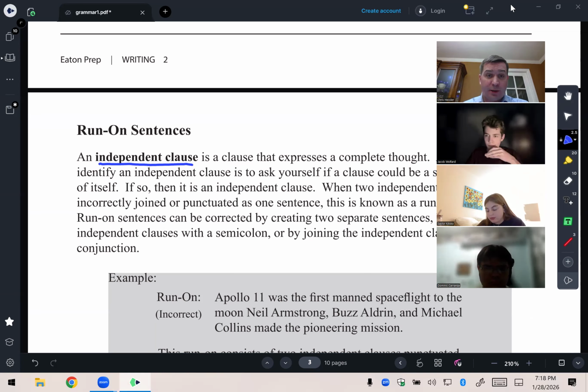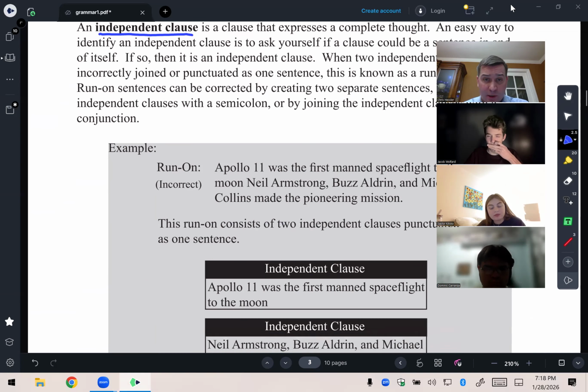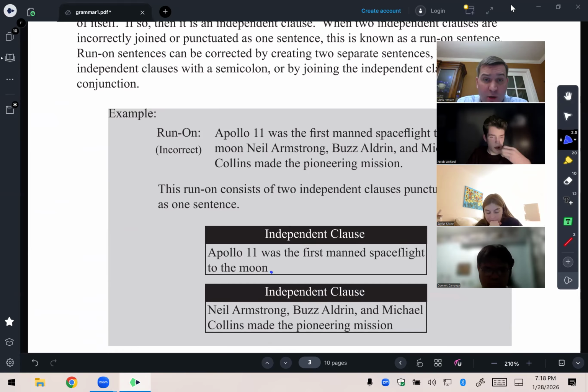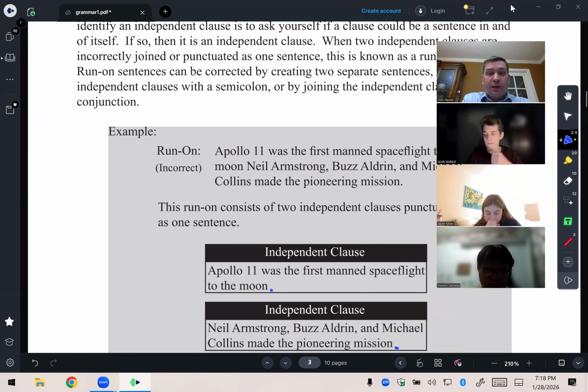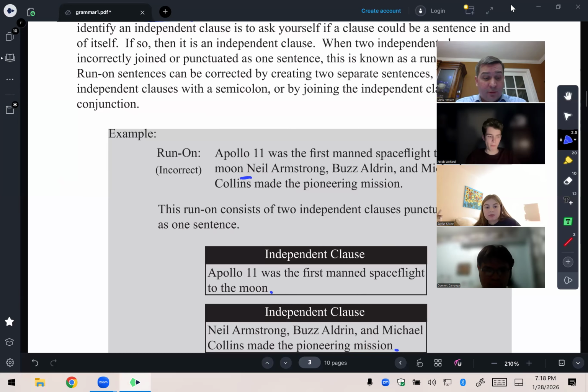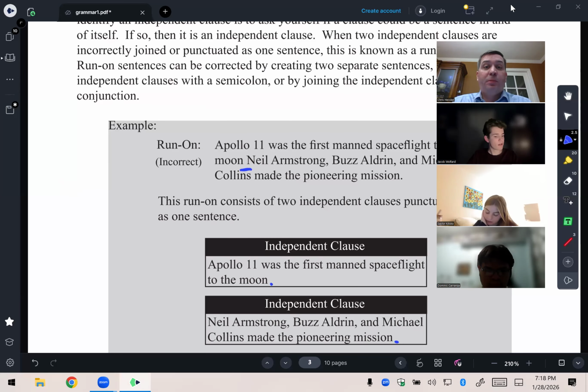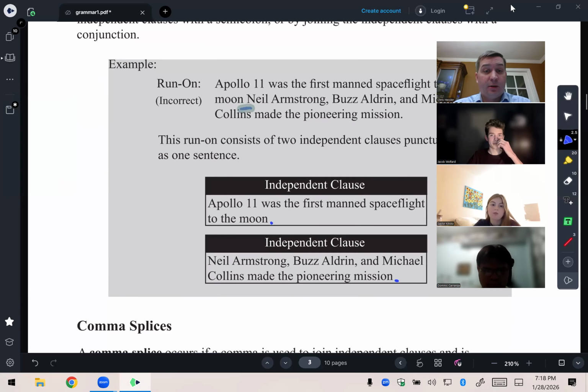All right, so that's a run-on. So we have our first independent clause. Apollo 11 was the first manned space flight to the moon, period. So that could be a sentence. So could this. Neil Armstrong, Buzz Aldrin, and Michael Collins made the pioneering mission, period. And here we just smushed everything together. And we can't do that. So there are a few ways to fix this. A common impulse that students have would be to put a comma there. That is still incorrect, unfortunately.